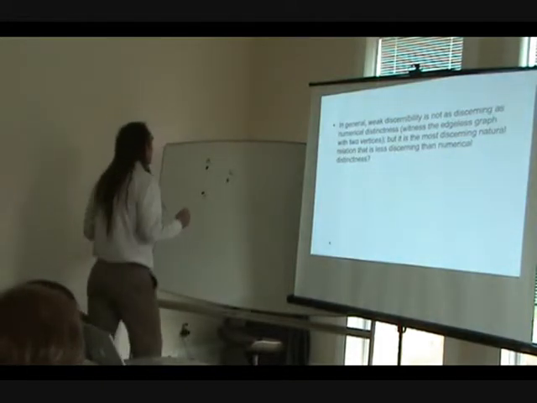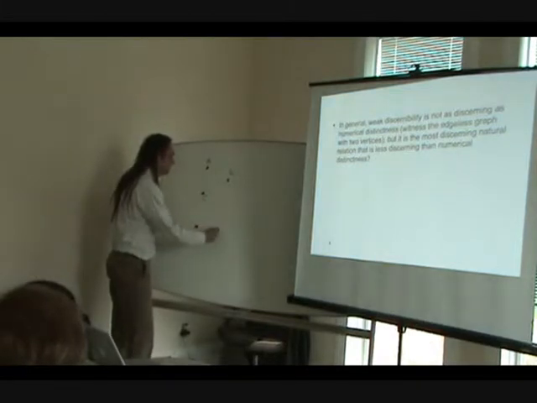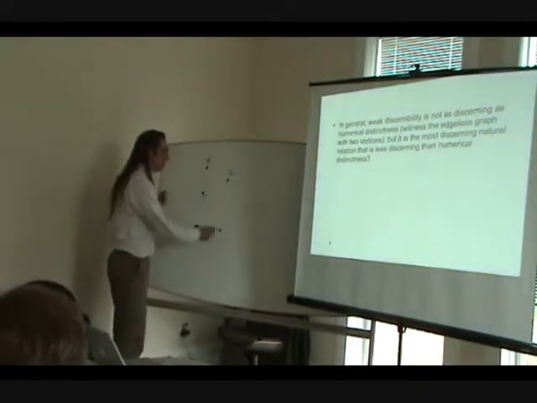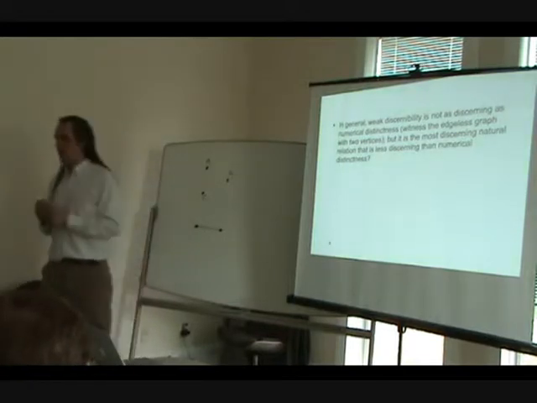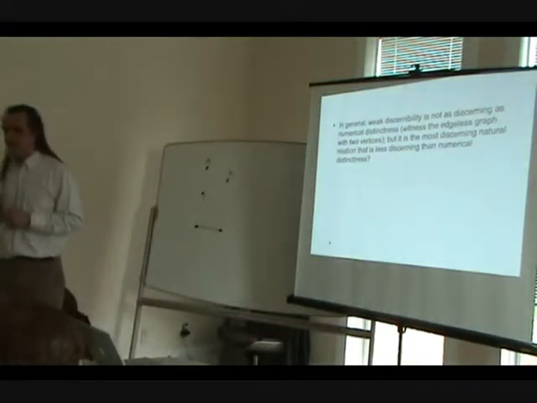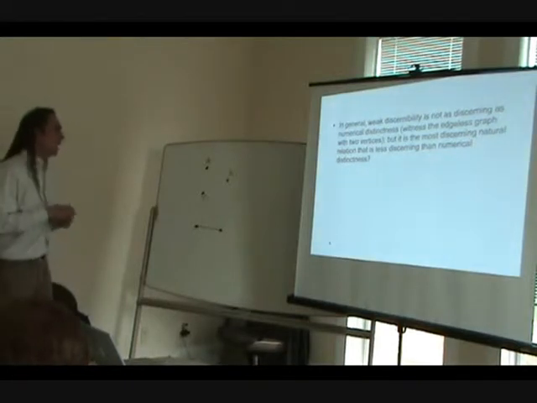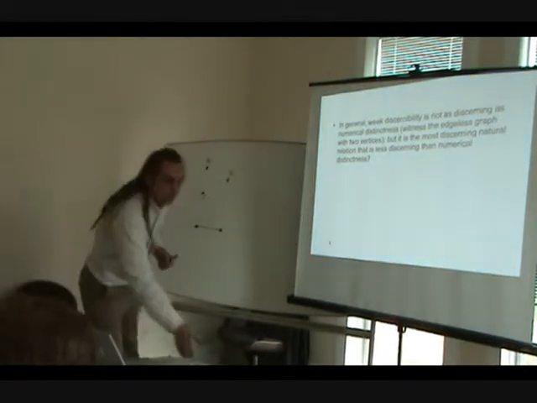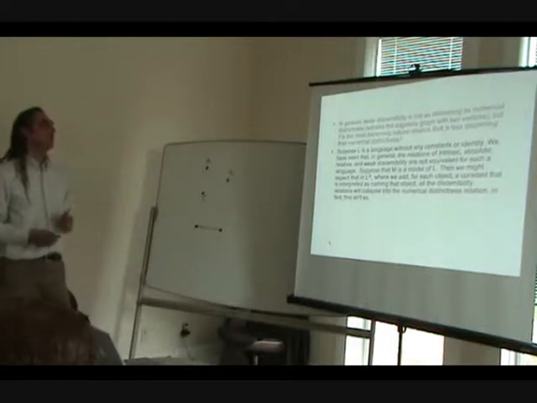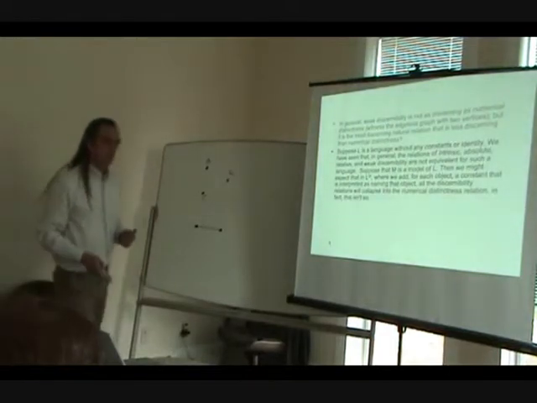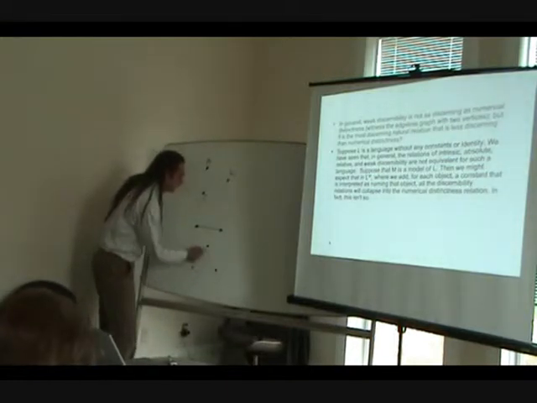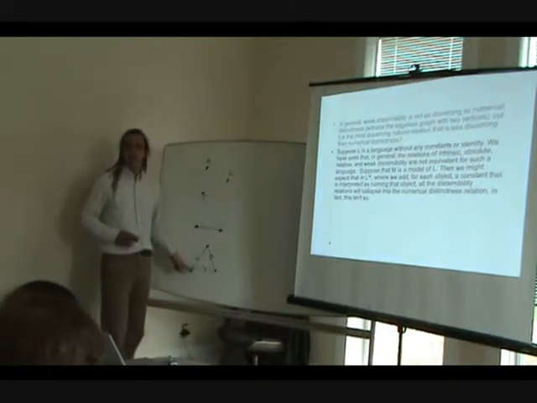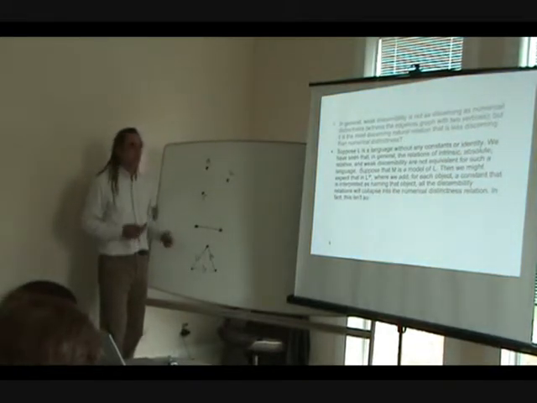If you have a two-node graph with an edge, then you now have weak discernibility, assuming that you're not allowing loops. If you had a graph like this, then you have relative discernibility but no absolute discernibility.